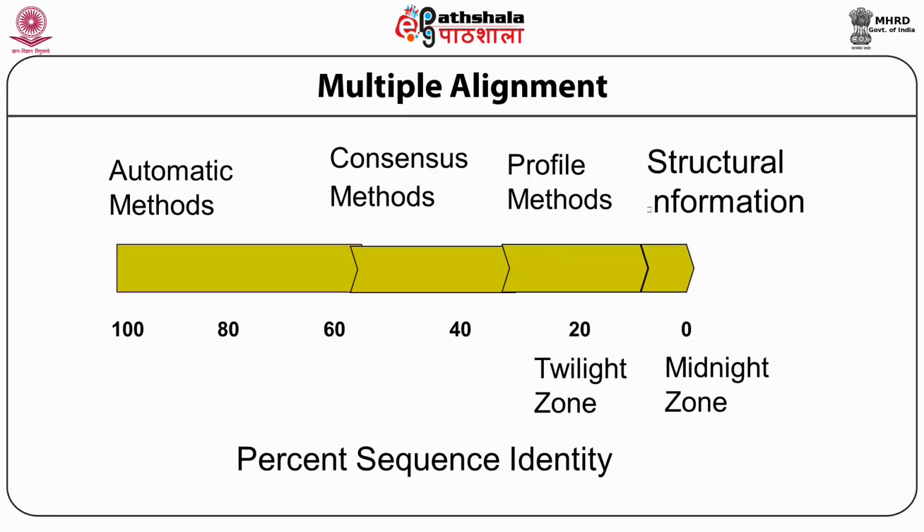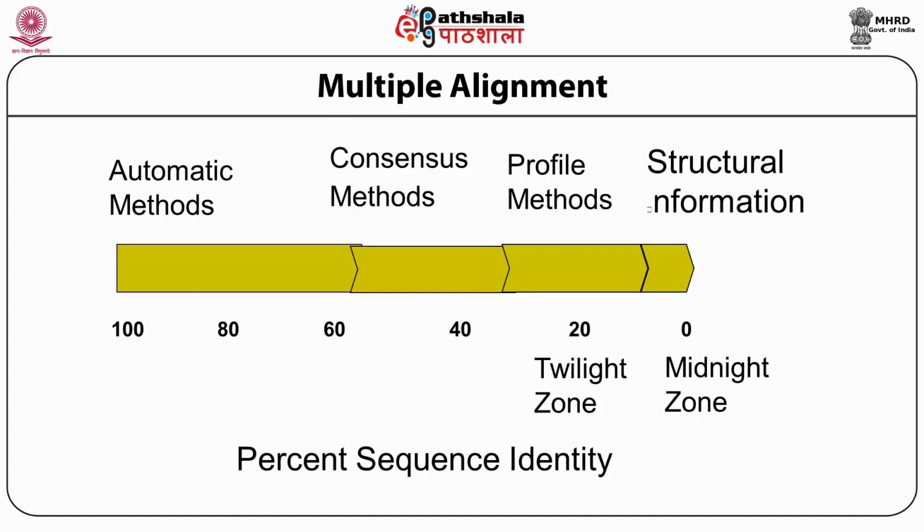So this zone between 0 to 10%, we call the midnight zone. Nobody knows what we are doing, whether we are doing things correctly or not. Between 10 and say 30, we call the twilight zone. We have certain ideas that maybe we are on the right track, but we don't have enough information. Between, let's say, 30, 35, all the way up, it's the daylight zone. You are absolutely sure what you are doing. You cannot go wrong.